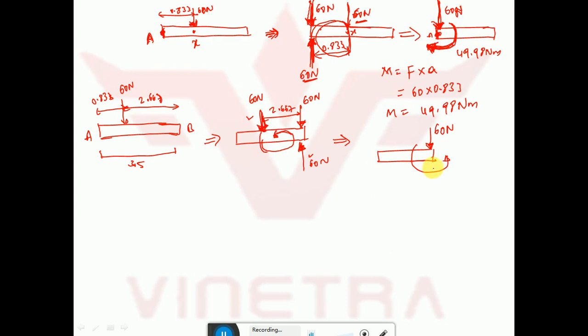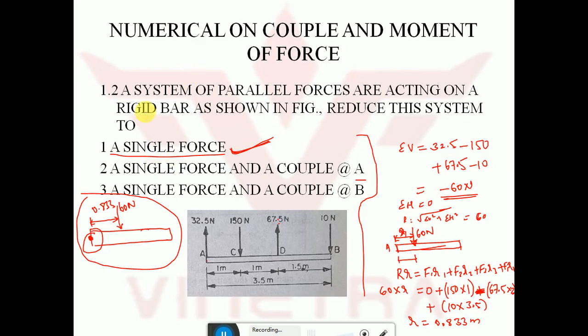So what is the magnitude of this moment of couple? 60 into the perpendicular distance 2.667. So this will be equal to 160 Newton meter, and the couple is acting anti-clockwise. So if I apply a couple of 160 Newton meter and a 60 Newton downward force, this system is equivalent to this system. So this is the calculation for the equivalent system.